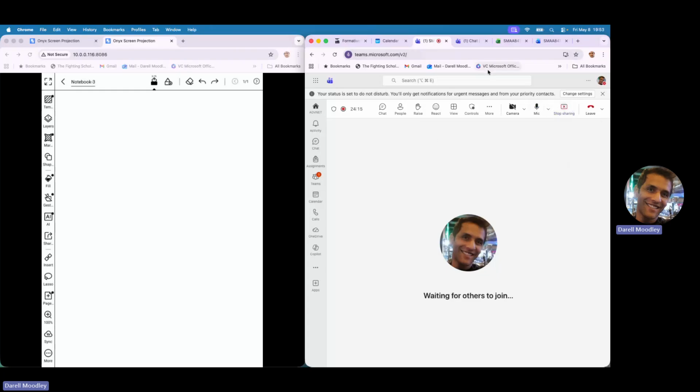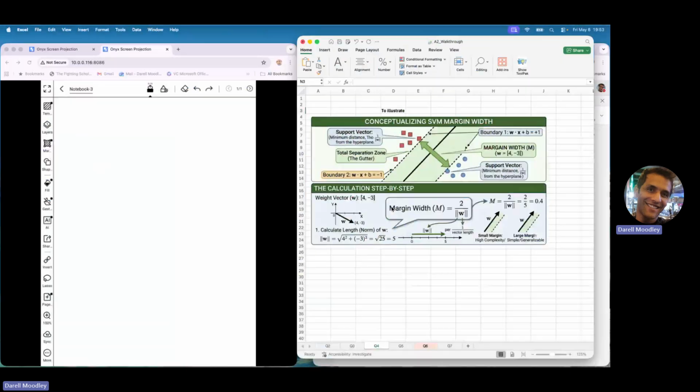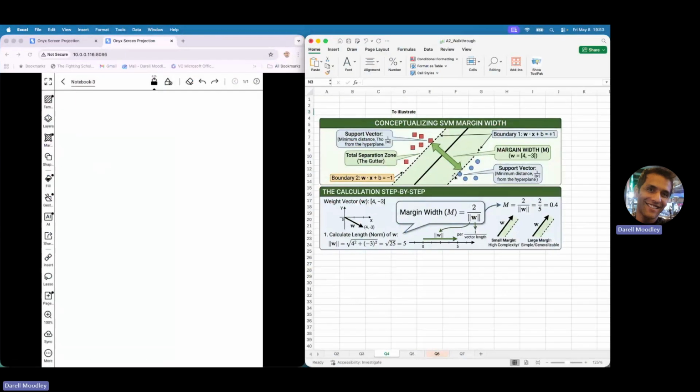Okay, let's get back to what we were talking about, which was question 4. As I was saying, we're trying to calculate the length of the green arrow. That's your margin width. Now, the equation for that is 2 over the norm of W. I'll explain what that is. This is the size of the green arrow. This is what you're trying to work out.